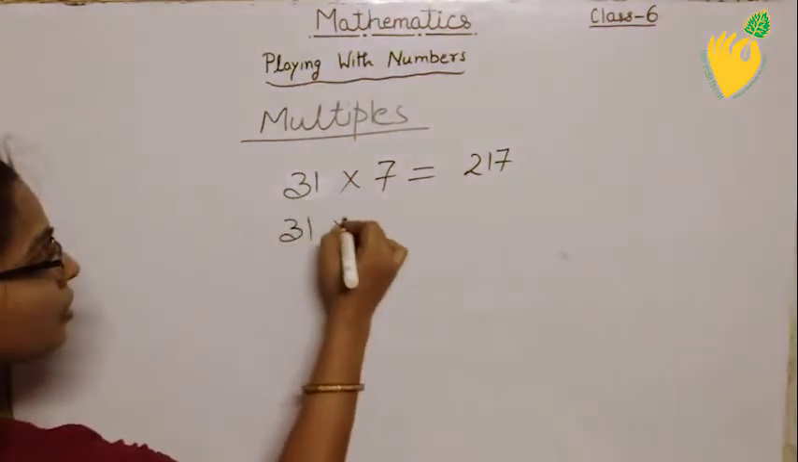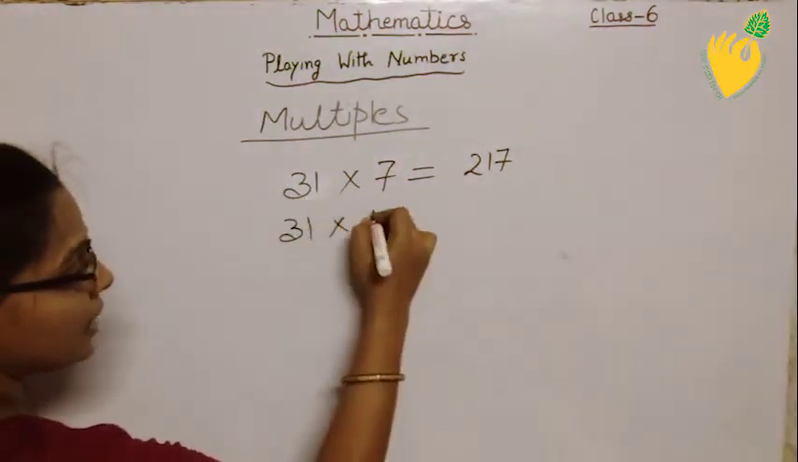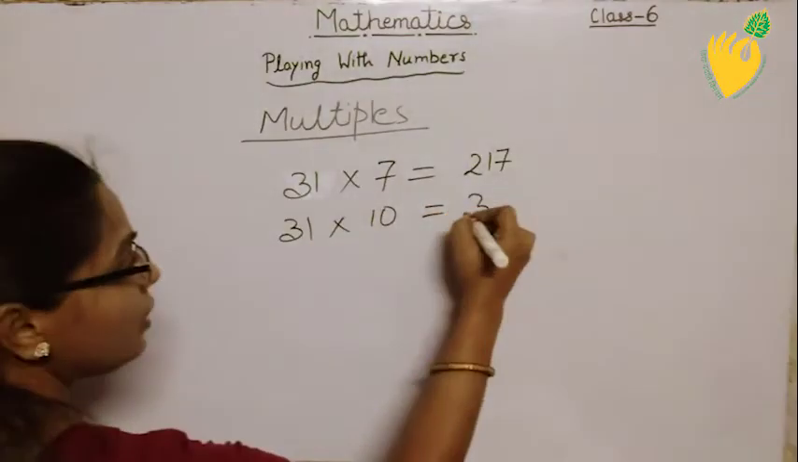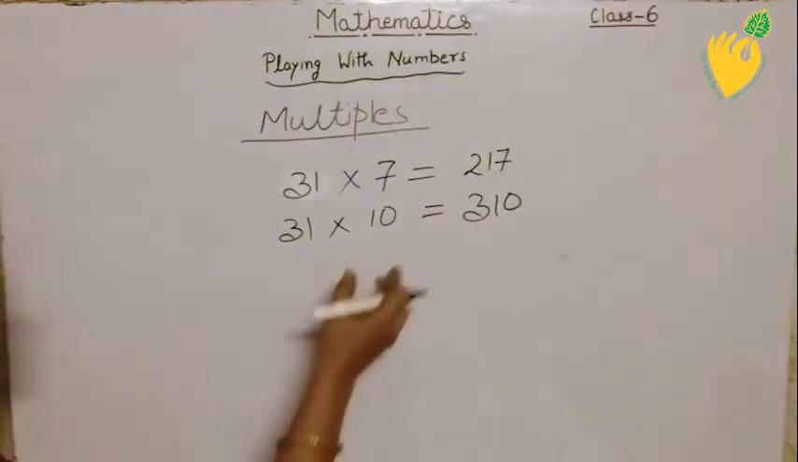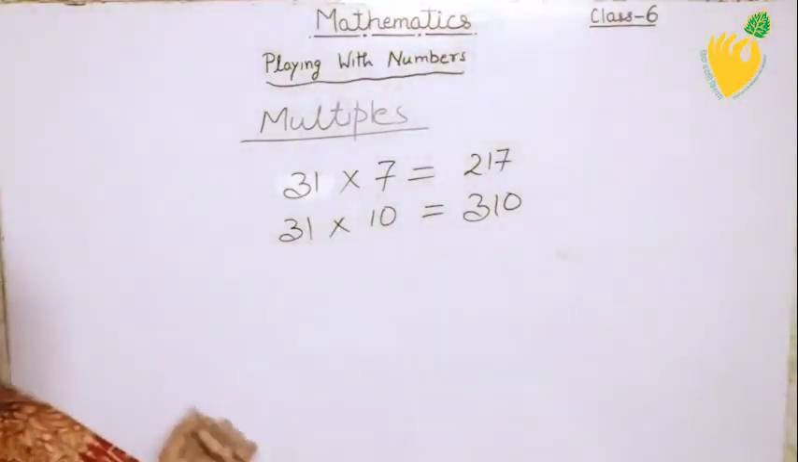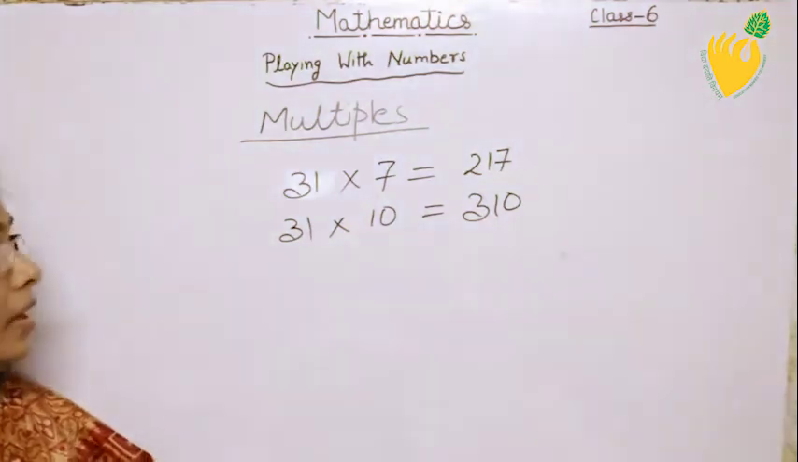Let's find a few more multiples of 31. Suppose you have multiplied 31 by 10. So 310 is the multiple of 31 as well as of 10 also, student. In this way you can find the multiple of any given number.